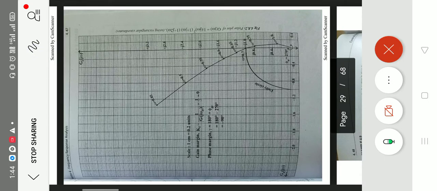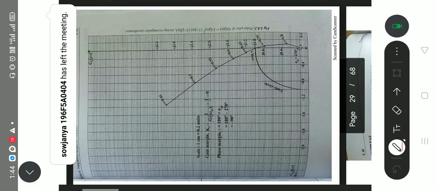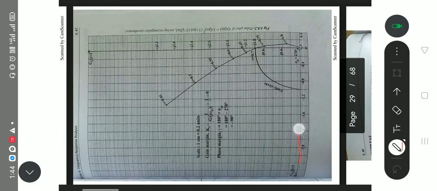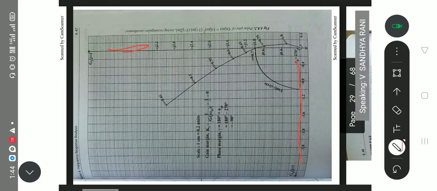Here I have taken the x axis as the real axis and the y axis as the imaginary axis. In between the real and imaginary axes we can draw the polar plot. Here the corner frequency is 0.5.